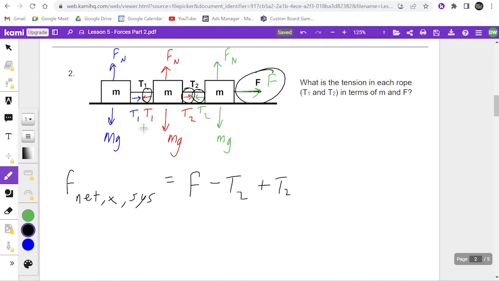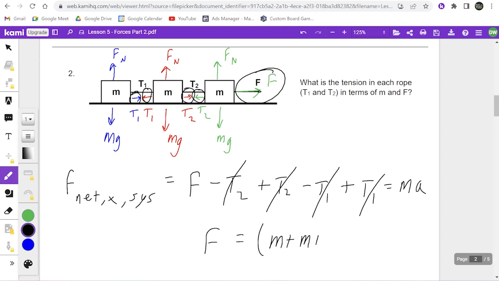The next force is that red T1 pointing to the left, so minus T1. Then finally, the last force, blue T1, which points to the right, so plus T1. And after I'm done that, I set it equal to mass times acceleration, and I need to remember that that mass is the total mass for all three boxes. So you're going to love this, because look how much stuff cancels. T2 cancels and T1 cancels. All I've got is F, which is not a number, it's just the letter F from right here where my cursor is, equals mass, well there's three masses, right? So I'm going to write mass plus mass plus mass.